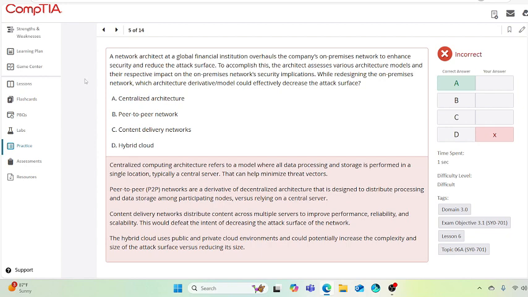A centralized architecture. Centralized computing architecture refers to a model where all data processing and storage is performed in a single location, typically a central server, that can help minimize threat vectors.